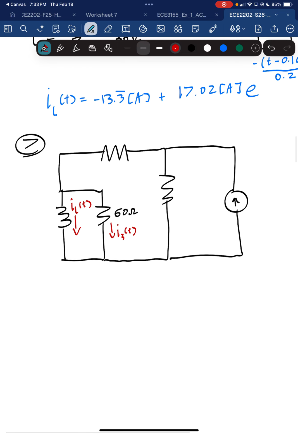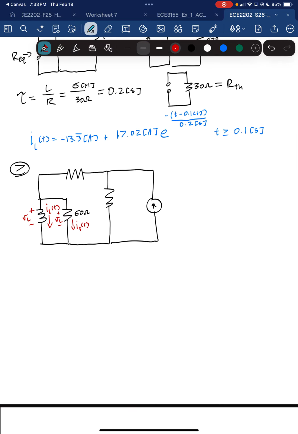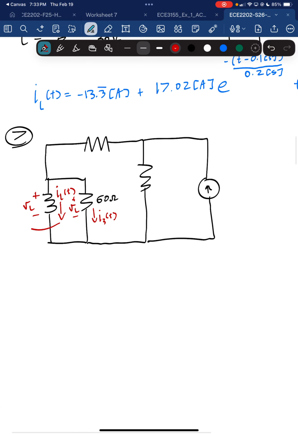Would you agree with me when I say that if we were to find the voltage VL across this inductor, we could use that to then solve for I3? Because the voltages are the same. That's just a definition of circuits. Components in parallel have the same voltage across them. So if we can find the voltage across this inductor, we have the voltage across the 60 ohm resistor, and then we can use Ohm's law to solve for I3.